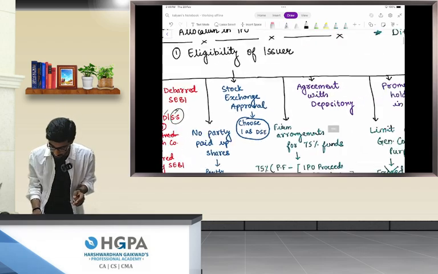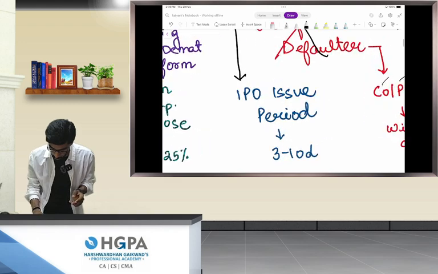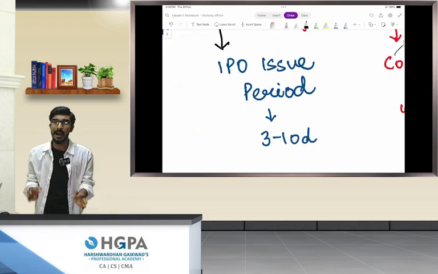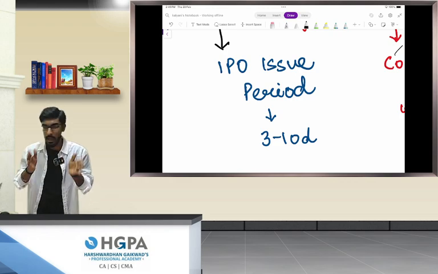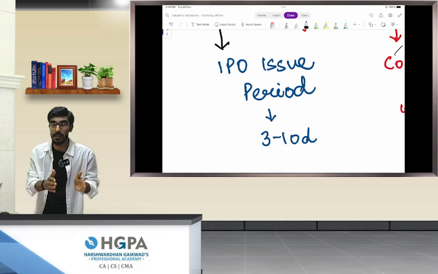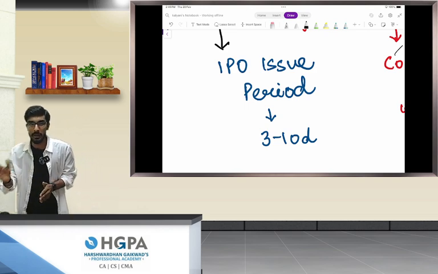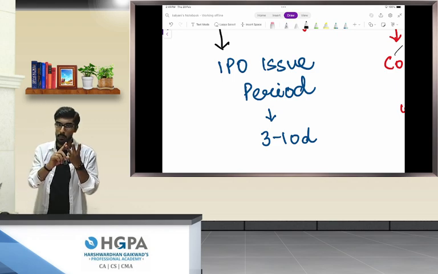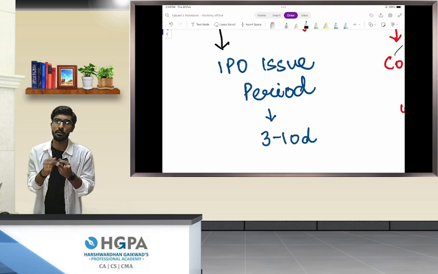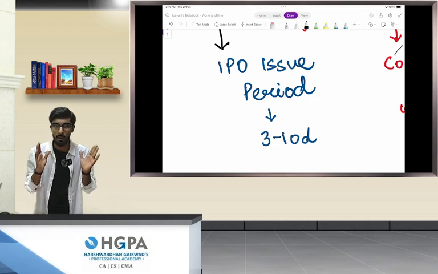Okay, the next easy point. The blue ones are very easy points. The IPO issue period should be minimum 3 days and maximum 10 days. After 10 days, the IPO window closes. Clear? So, 3 easy points. Number 1 is IPO issue period 3 to 10 days. Number 2 is no partly paid up shares. Number 3 is stock exchange approval should be obtained.